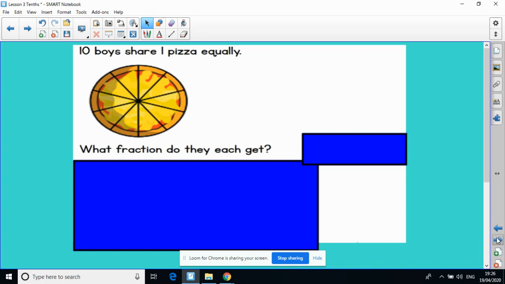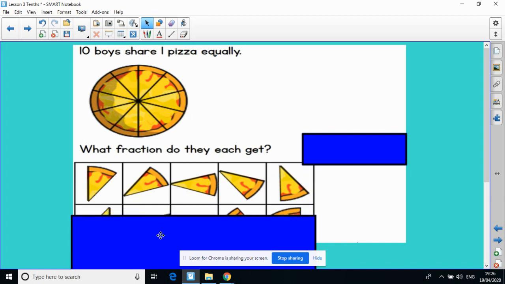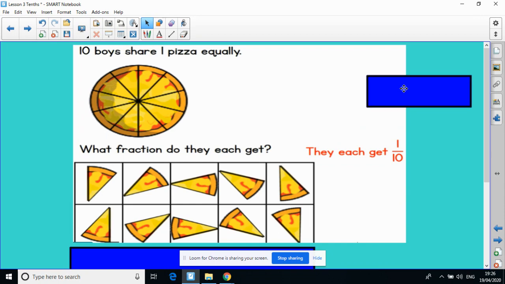Now these boys want to share one pizza equally. It means that they will get one slice of the 10 parts of the pizza. They will get 1 out of 10 slices. They will each get 1/10.